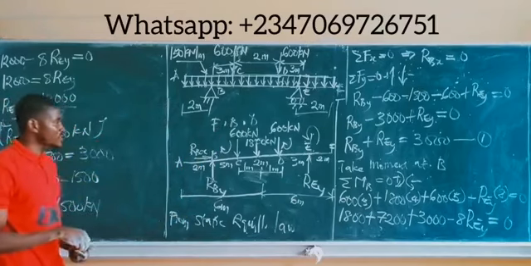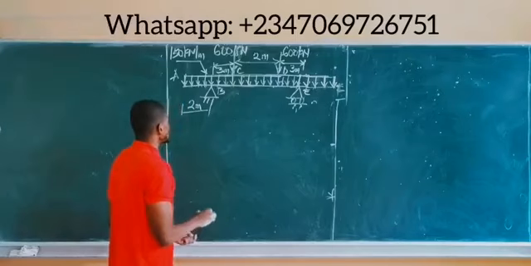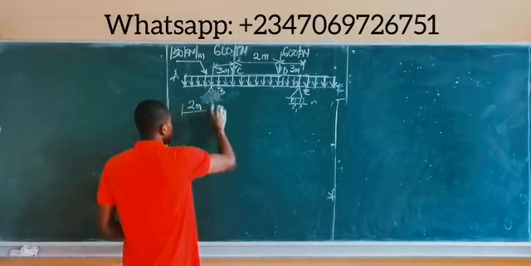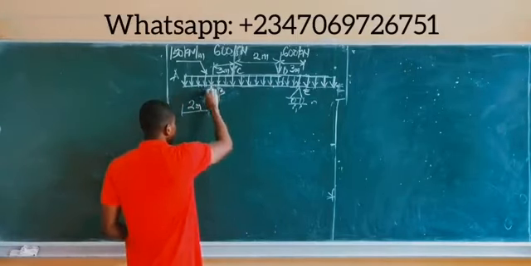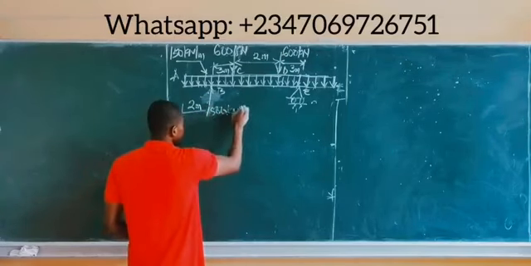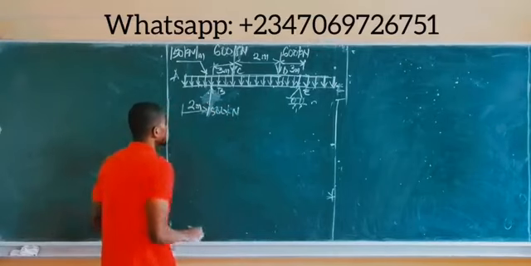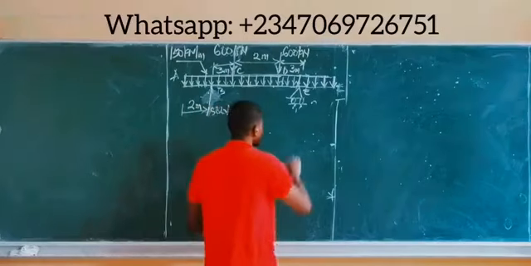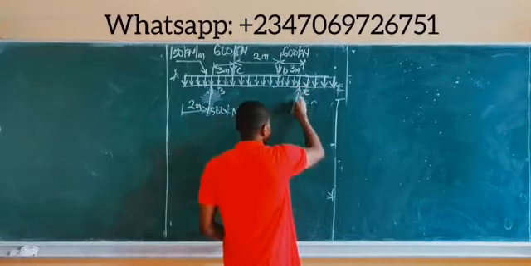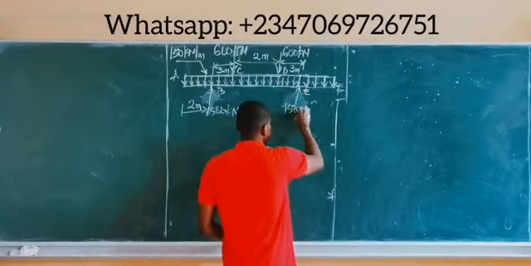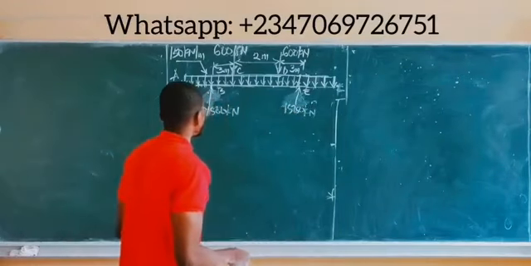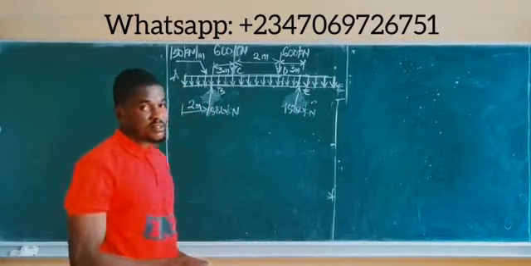Okay, let's do that now and see. So for the pin support, we already have the reaction, and we obtain the value of the reaction as 1,500 kilonewtons. Also, we obtain the same reaction for the roller, 1,500. So we replace it, it is 1,500 kilonewtons. Alright, so we can start our shear force analysis now.